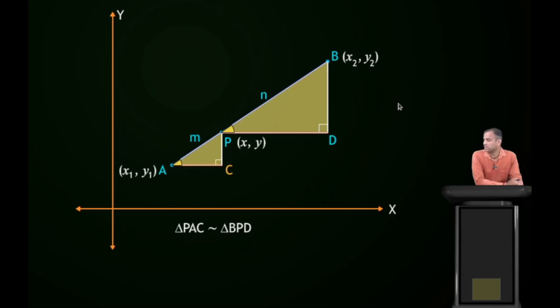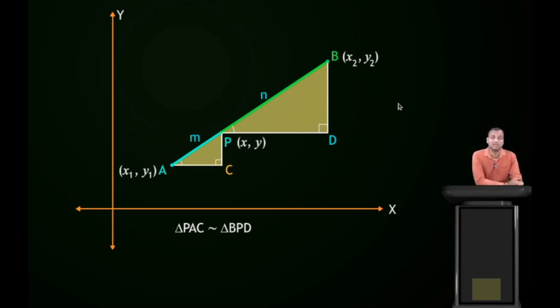Now here we can see that triangle PAC is similar to triangle BPD. I think you already know about the criteria for similarity, isn't it? So look here, triangle PAC has one angle the same, and angle A and angle P are both the same because they are making an F or corresponding angle. So we can write triangle PAC is similar to triangle BPD.